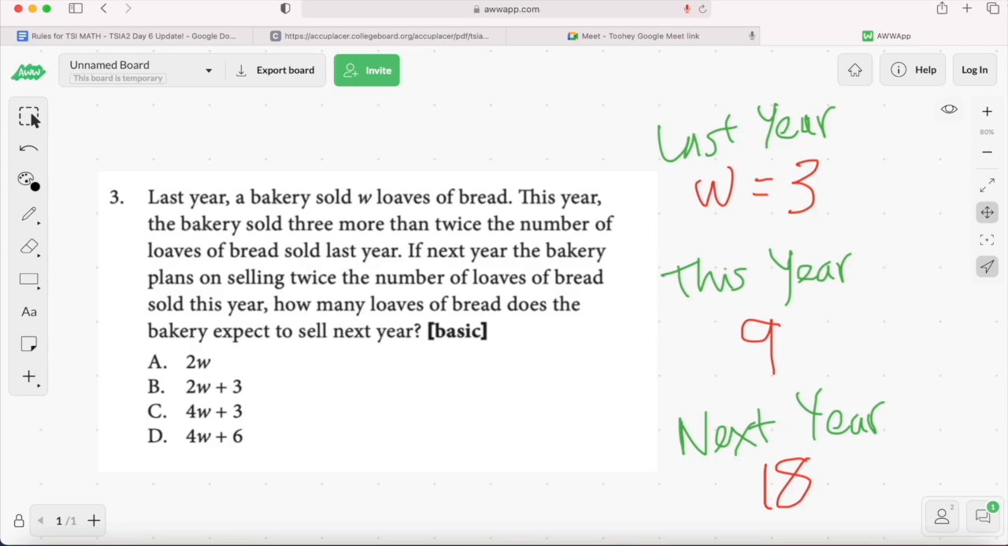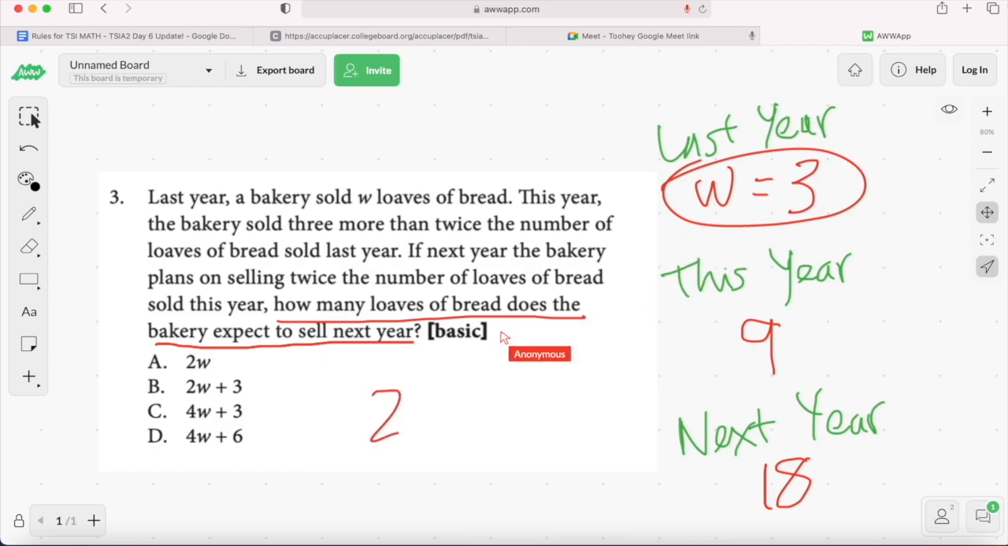Because that's what the question's asking us to solve for. How many loaves of bread does the bakery expect to sell next year? We know if W is 3 and we set that value, next year has to be 18. Let's go through the answer choices, Francisco. Does answer choice A give us 18? Well, we're plugging in 2 times 3, right? Yeah, because W is 3. We set that value up here. So no, it doesn't give you 18. That's 2 times 3. That's 6, so we don't have to worry about answer choice A.